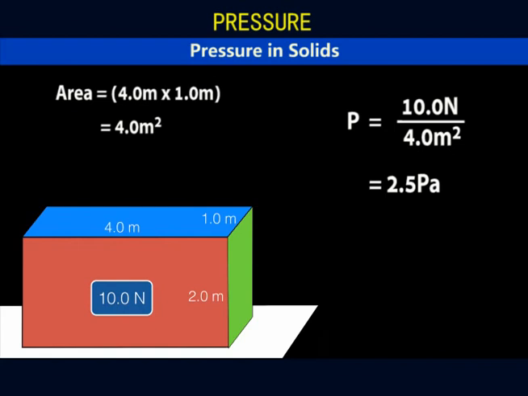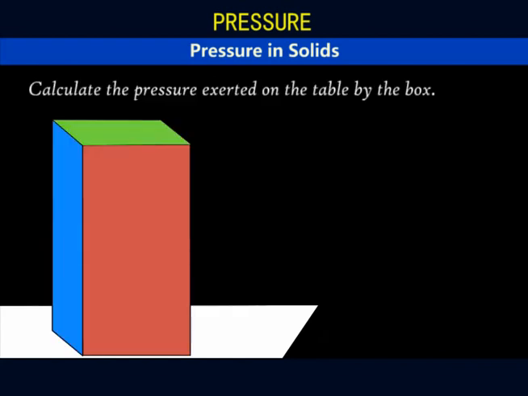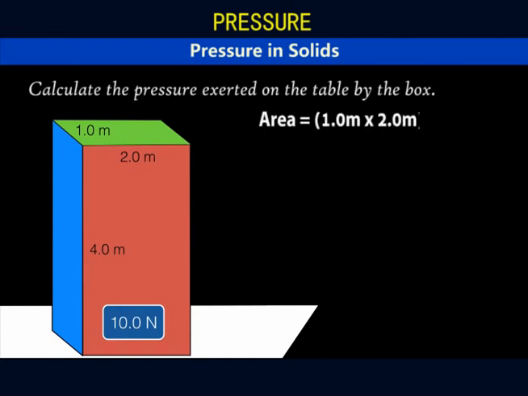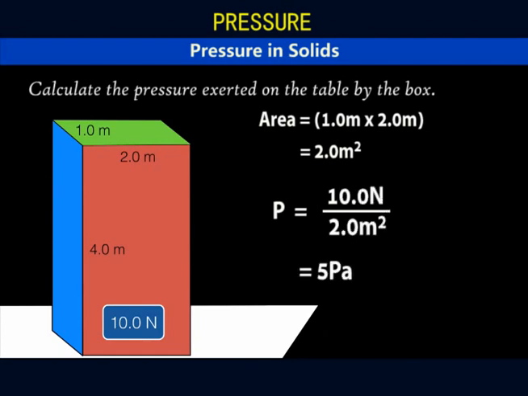If we turn the box like this, now the contact area has reduced. The weight is still the same, but it's pressing down on a smaller area. That is 1.0 times 2.0, which is equal to 2.0 square meters. So pressure is equal to 10 newtons over 2.0 square meters, giving us 5 Pascal.